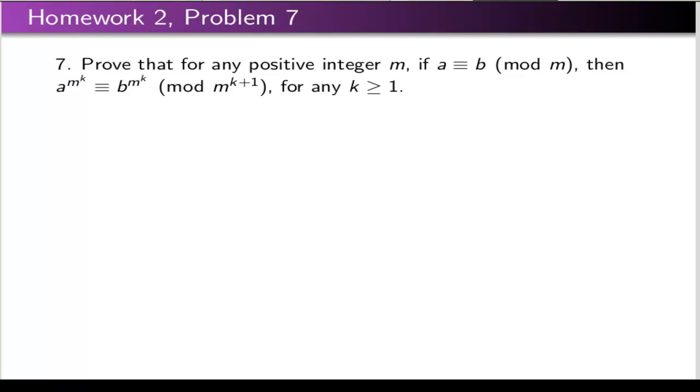Problem 7. Prove that for any positive integer m, if a is congruent to b mod m, then a to the m to the k power is congruent to b to the m to the k mod m to the k plus 1. Well, this looks like a clear induction proof. And I think for the induction proof, I would even start it at k equaling 0.